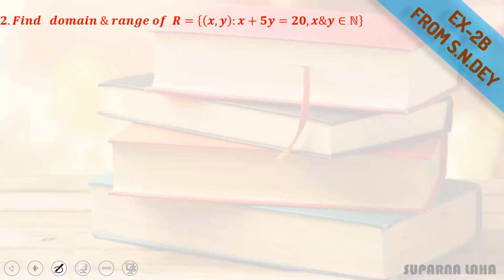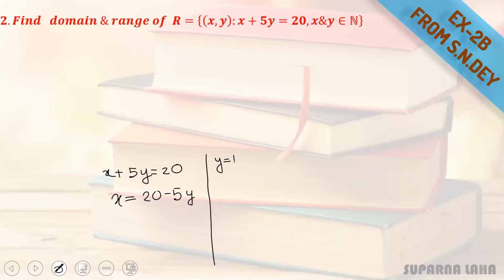Find the domain and range for the set R. R is given in set builder form. So firstly find the members of R. So you can write down that x plus 5y is equal to 20. x is equal to 20 minus 5y, right? So y is equal to 1.